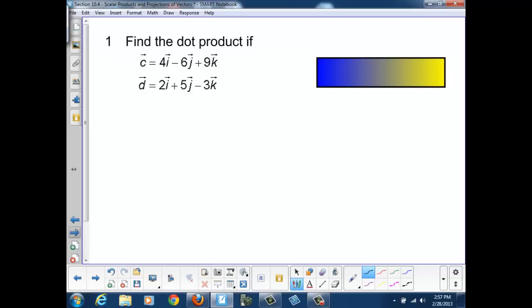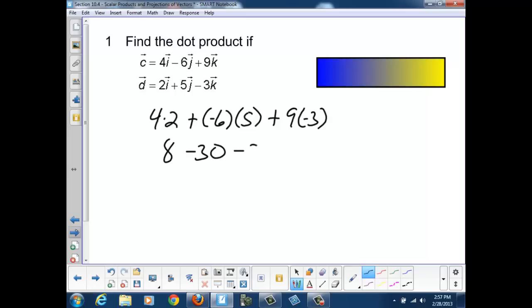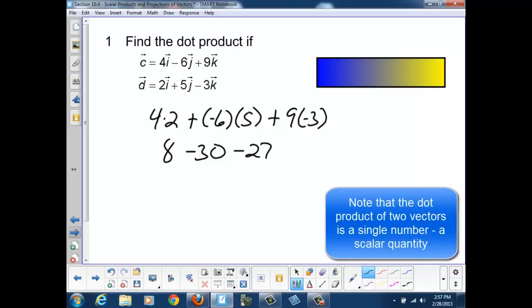So here's an example. I have two vectors, c being 4i minus 6j plus 9k, and d being 2i plus 5j minus 3k. To calculate the dot product, I simply multiply my x's, so 4 times 2, then add the product of the y's, so negative 6 times 5, and add the product of the z's, so 9 times negative 3. So that gives me 8 minus 30 minus 27. So minus 22 minus 27 should be minus 49.